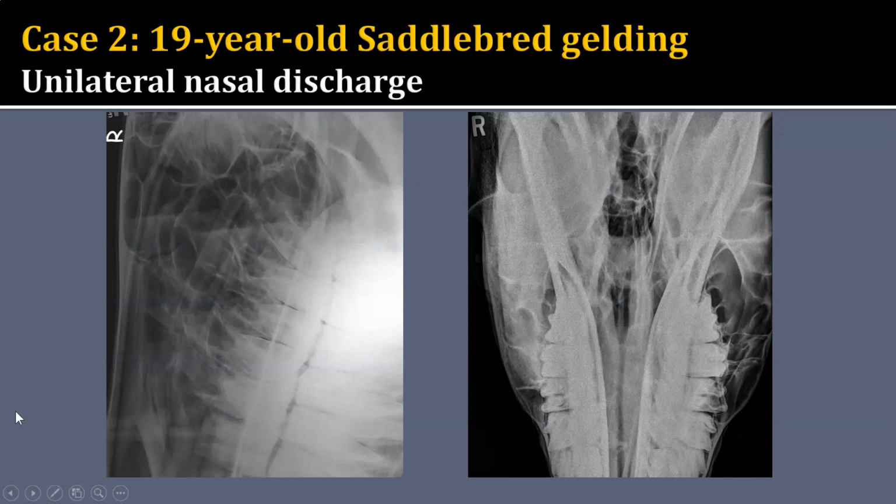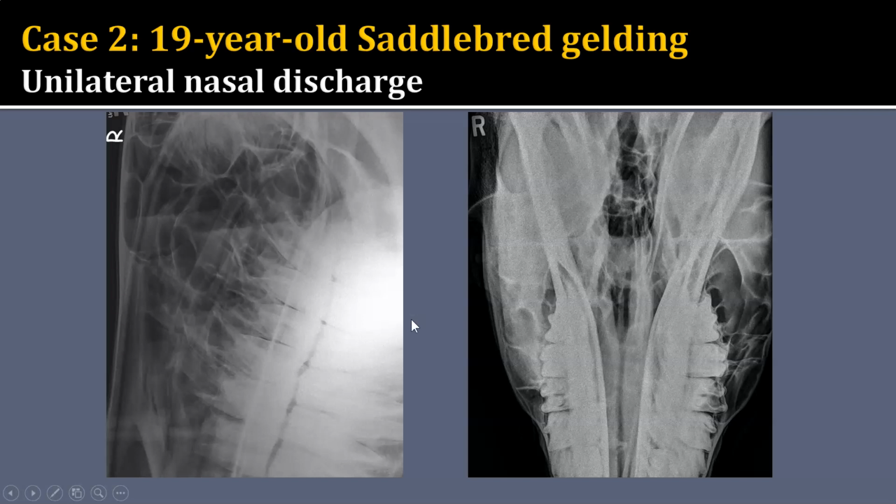Case number 2 is a 19-year-old saddlebred gelding who is presenting with unilateral nasal discharge. I have 2 views. I have a right lateral view and a dorsal ventral view, and this right lateral view is displayed in the manner in which we obtained it, as is the dorsal ventral view. So typically with the horses, I do like to put their noses down at the bottom of the image, versus with the dogs and cats, I like to put their noses at the top of the image.